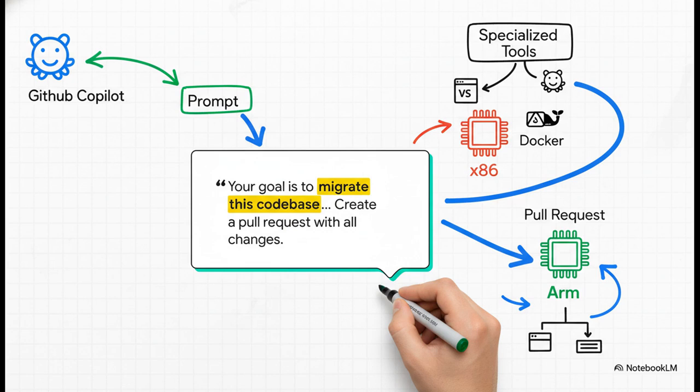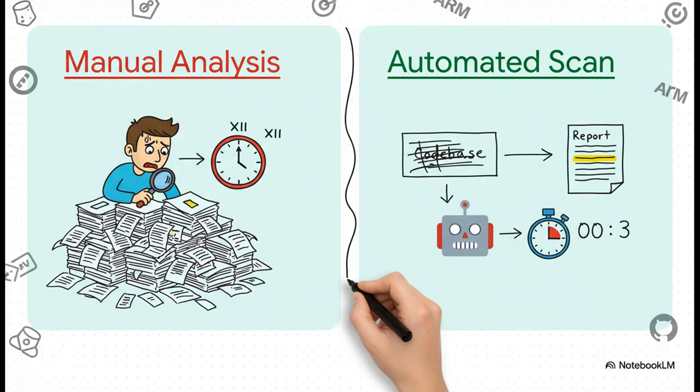And check this out. It all starts with a single, detailed prompt to GitHub Copilot. You're not just asking a simple question here, you're giving a command. You're telling it the goal, and you're pointing it to the specialized tools it now has access to thanks to MCP.